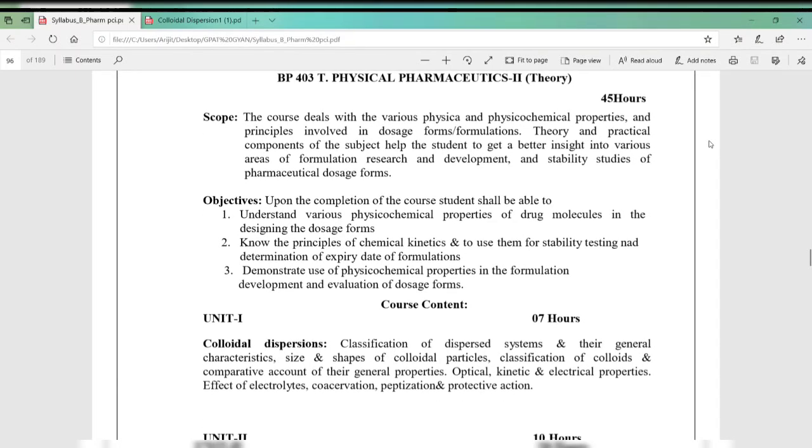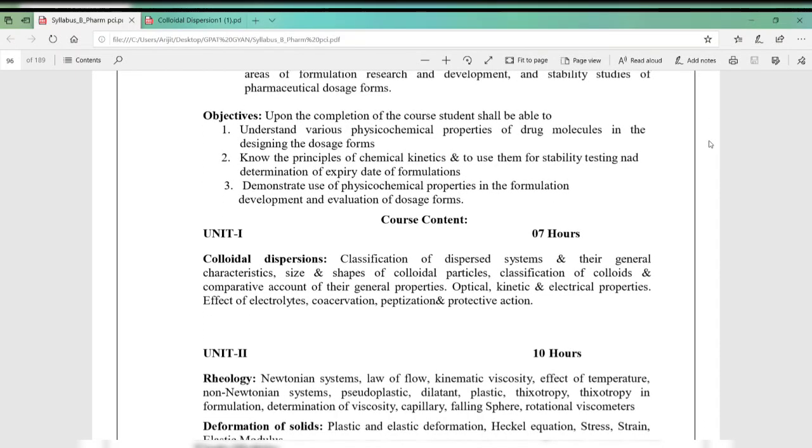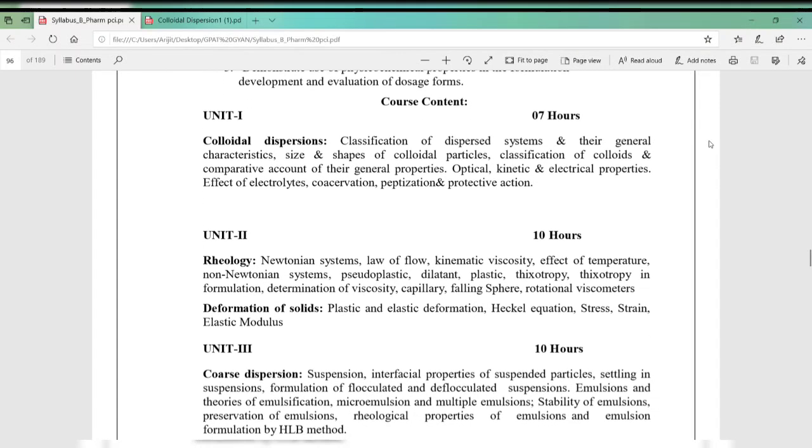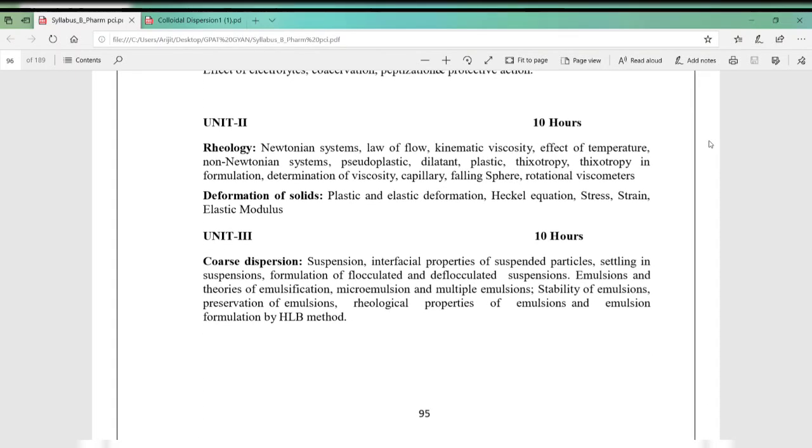As you can see, in unit 1 there is colloidal dispersions, and I will start this unit first. After that, unit 2 is rheology, and also the deformation of solids. And unit 3 is coarse dispersion. Under coarse dispersion, lots of concepts like suspension, emulsion, and the HLB scale will be there.